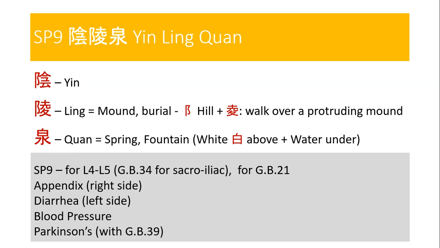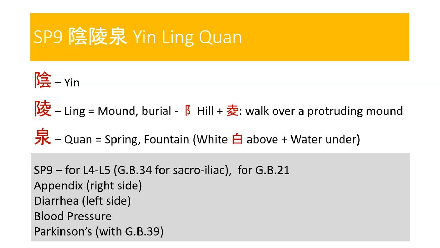So spleen 9, its big go-to things are appendix. Anybody who's had their appendix removed, spleen 9, at least on the right side, is of paramount importance. It's going to solve a lot of other problems for the patient besides releasing the area of the appendix scar, usually right stomach 26, 27. It's also the best point for L4, L5 problems.